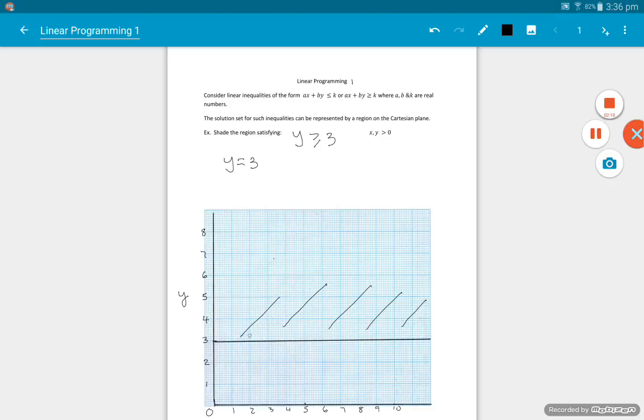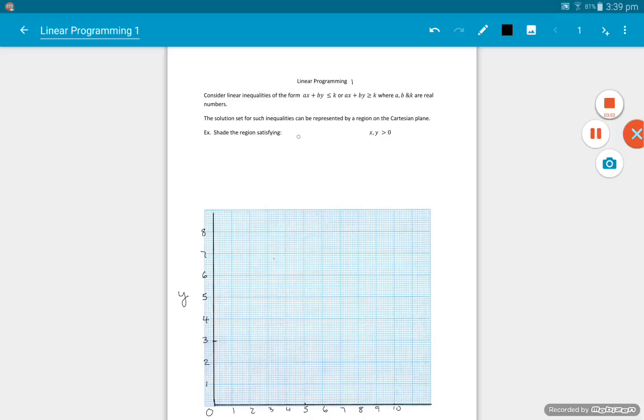Notice that in both of these first two examples, we drew solid lines because we were concerned with y greater than or equal to 3. If we were only concerned with y greater than 3 or y less than 3, then our line would not be solid, but would be a dashed line. The dashed line indicates that the point lying on the line is not in our solution.